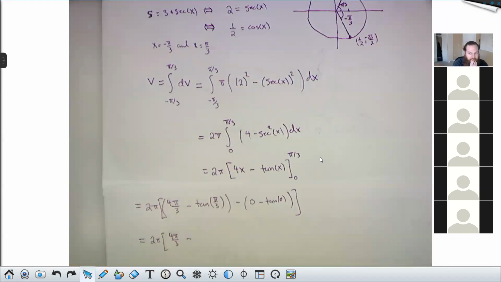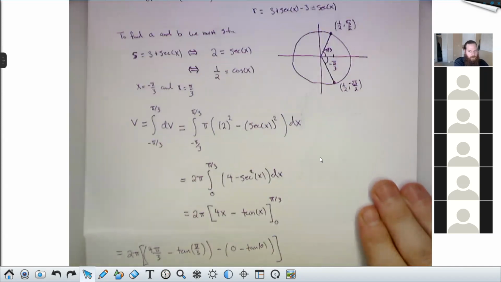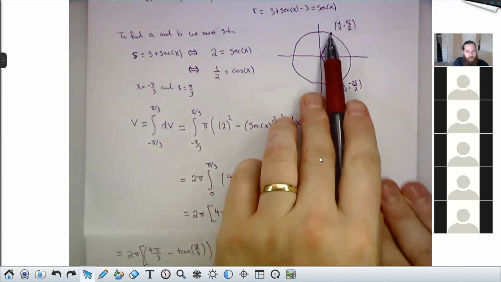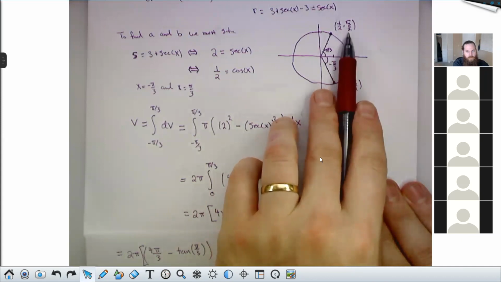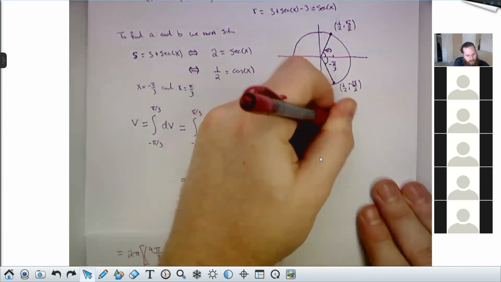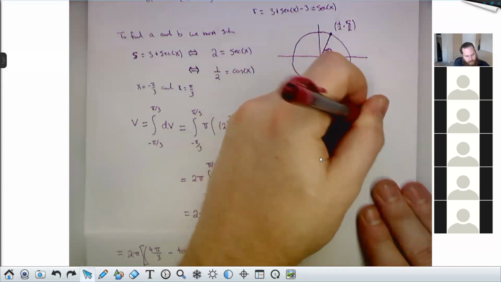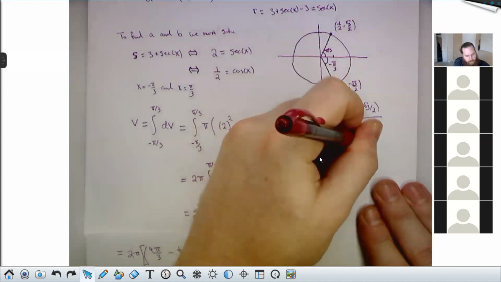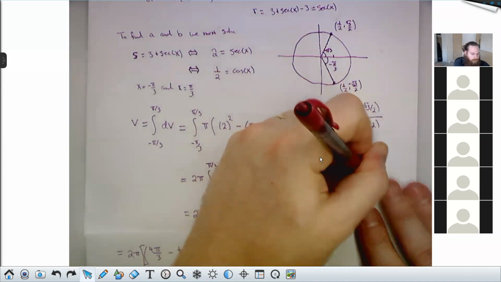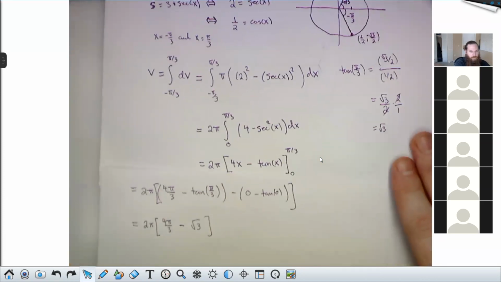Two over two root three. So let's refer back to our unit circle here. Here's pi over 3, right? Tangent should be the y over the x, the sine over the cosine. So tangent of pi over 3 is the square root of 3 over 2 divided by 1/2, which is just the square root of 3, right? It's root 3 over 2 times 2 over 1, cancel the 2s, you get root 3. So this is root 3 here, and that is the whole game.